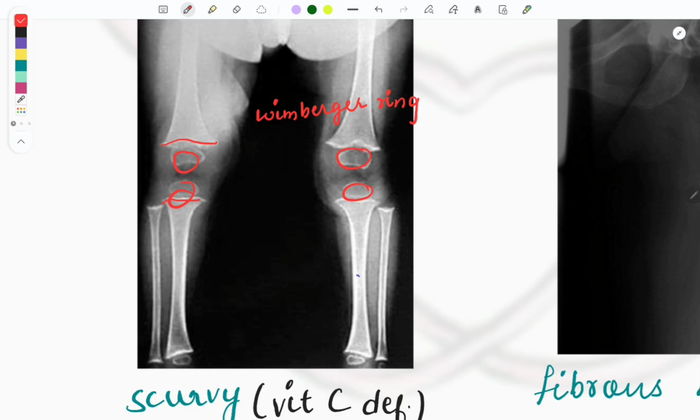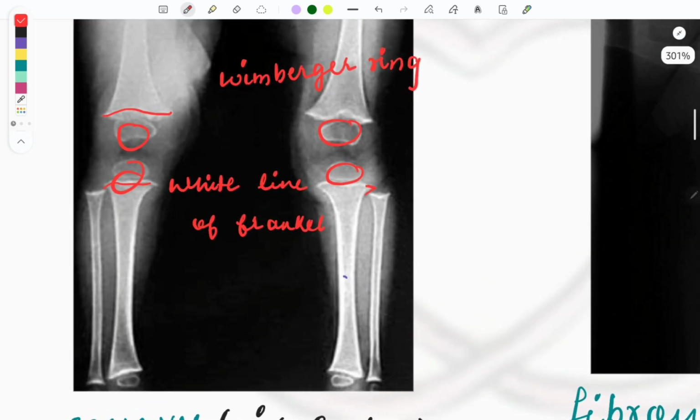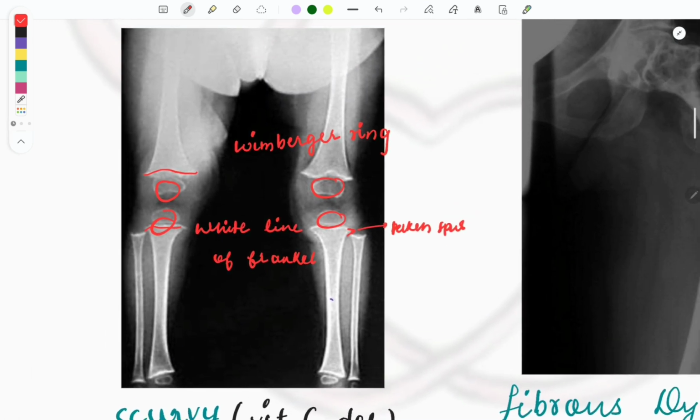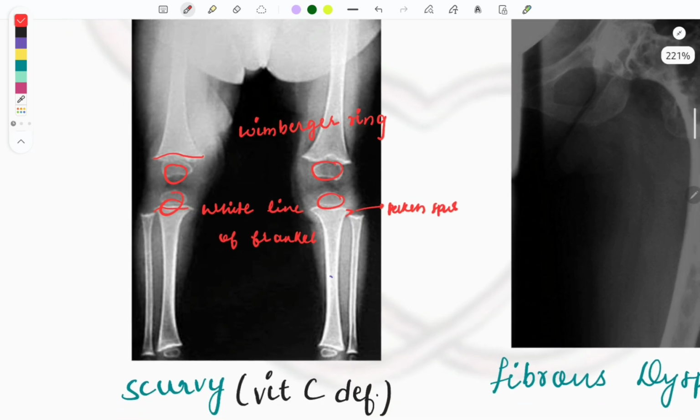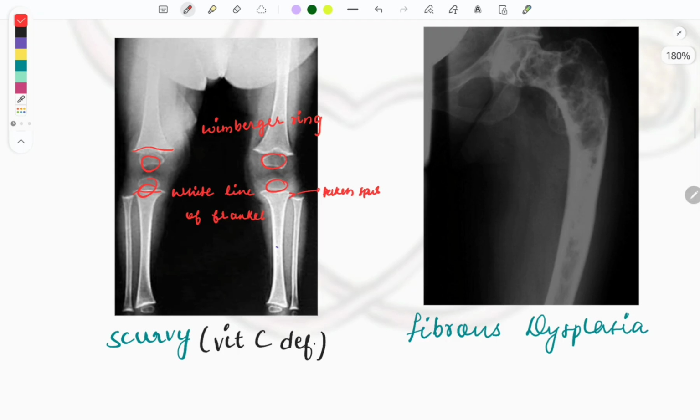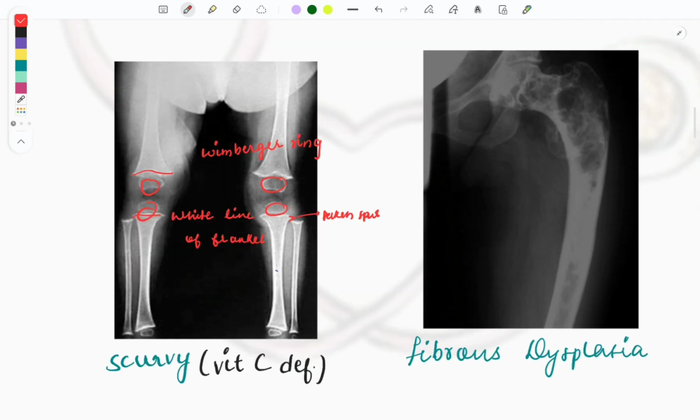This line is called the white line of Frankel. Okay, and then here you can appreciate a spur like this. This spur is called the Pelkan spur. This image is quite easy to recognize if it is asked in the exam. You can appreciate two rings present in between this joint, in between the bones. So this is about scurvy.